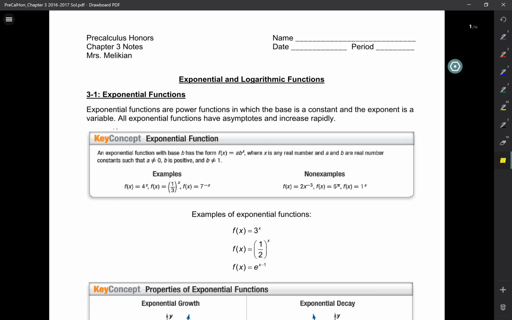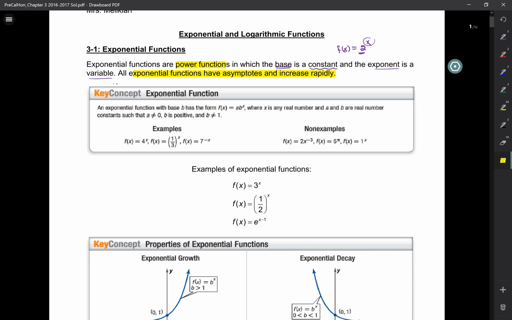Hi everyone, today we're talking about exponential functions. So what is an exponential function? Well, it is a power function in which the base is a constant and the exponent is a variable. So for example, f of x is equal to 2 to the x is an exponential function. Base is a constant, exponent is a variable. What is very important is all exponential functions have asymptotes and they increase or decrease very, very rapidly.